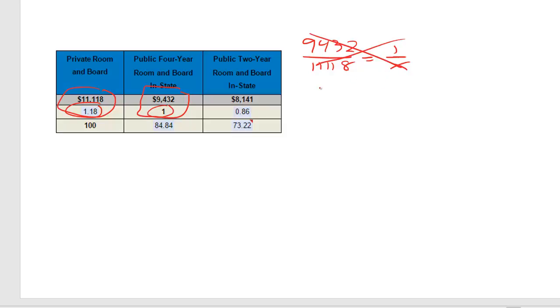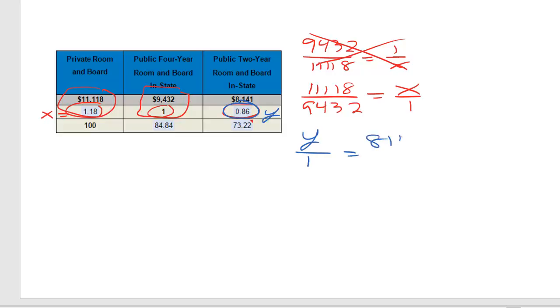So just flip it. Do 11118 over 9432 equals x over 1, where this is x. We're solving for x. And now that's easy. Plug it into the calculator, we're done. And when we want to do this number, I'll do this one in blue. We'll call this one y. It's the same thing. We know that we want to solve for y, so we put y over 1 is going to be 8141, because that's the number that goes with y, over 9432. We can see this is smaller than 1, and that's where we get 0.86.